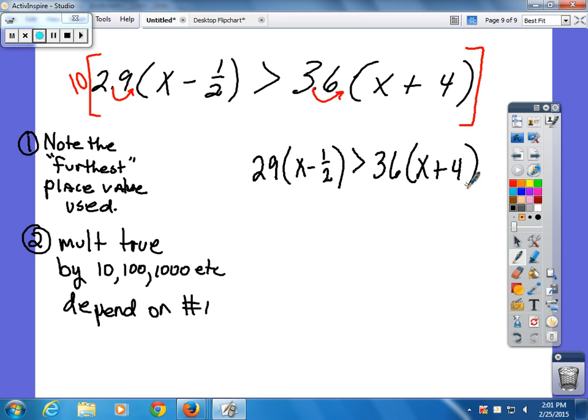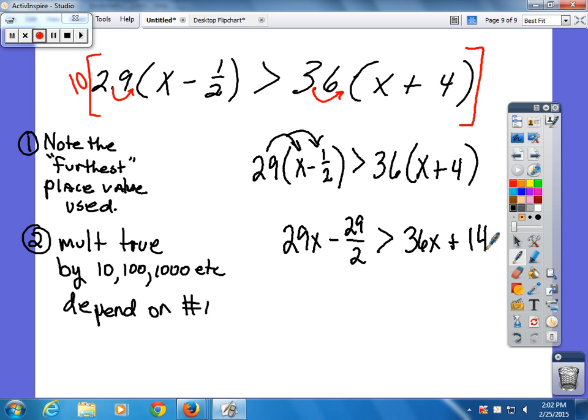Now what? Huh? No, distribute. Don't look at that fraction unless you want to break your hand. Why can't I fool with that fraction? In concrete, you can't touch it. You got to break it up first. So 29x minus 29 halves greater than 36x plus 144.